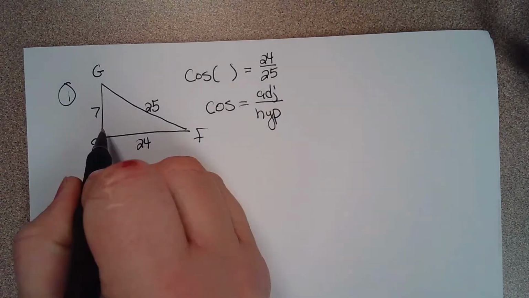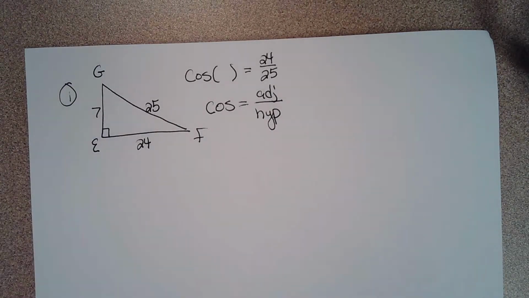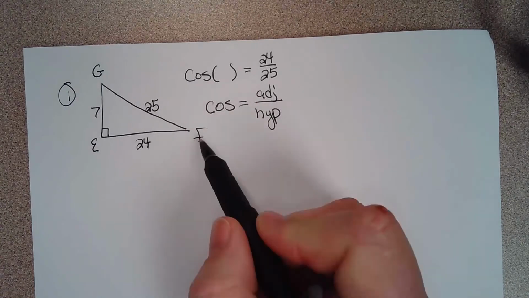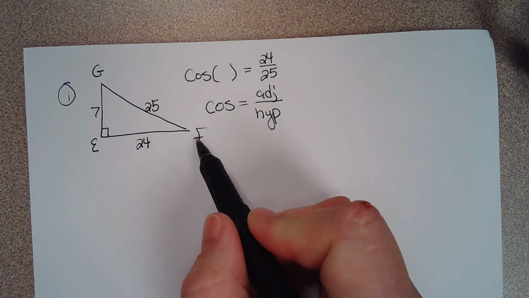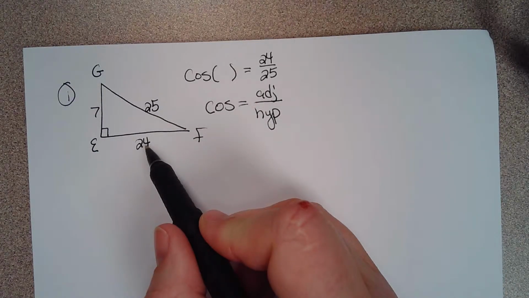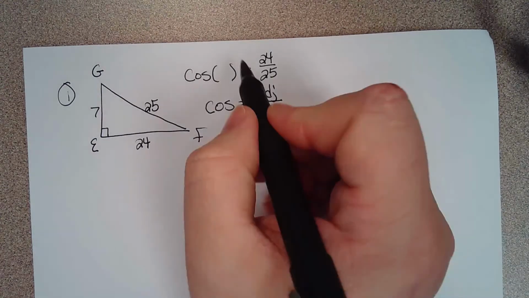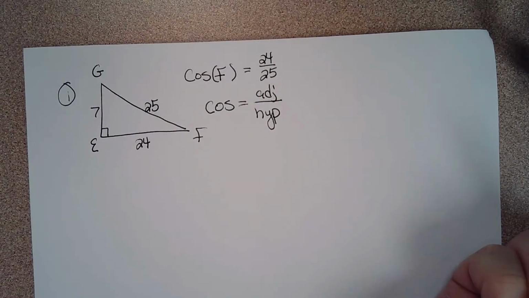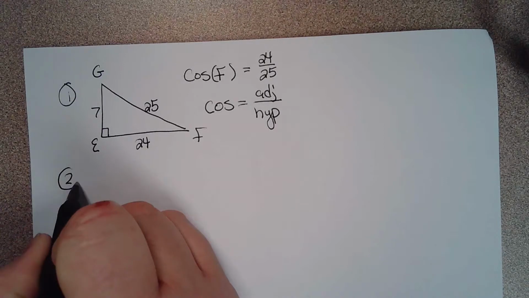Now recall that the 90-degree angle never gets considered when you are talking about sine and cosine, because it already has a 90-degree angle. It is not one of the two acute angles of a triangle. So F is the logical choice because I have it as an adjacent there and our hypotenuse there. So it's going to be angle F. Now that we have some basic foundations, let's look at number 2.